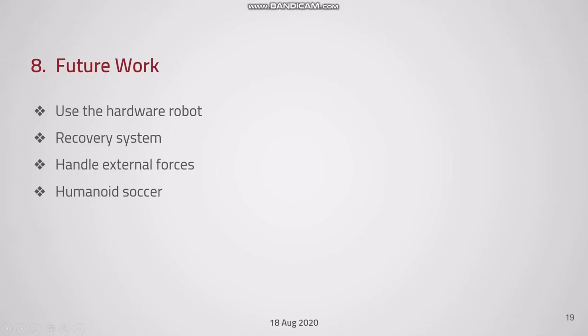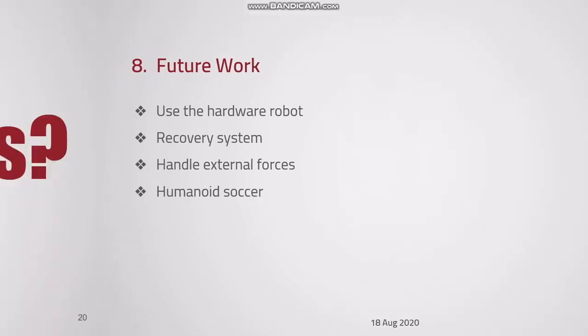This is our future work. First of all, we already bought the hardware kit, so we will implement the algorithms that we implemented on the simulation tool on the hardware robot. We also want to implement a recovery system that allows the robot, if it falls on the ground for any reason, to stand up again and continue walking. We want the robot also to handle external forces, so it can lift anything, and we want to participate in the humanoid soccer competition. Thank you.